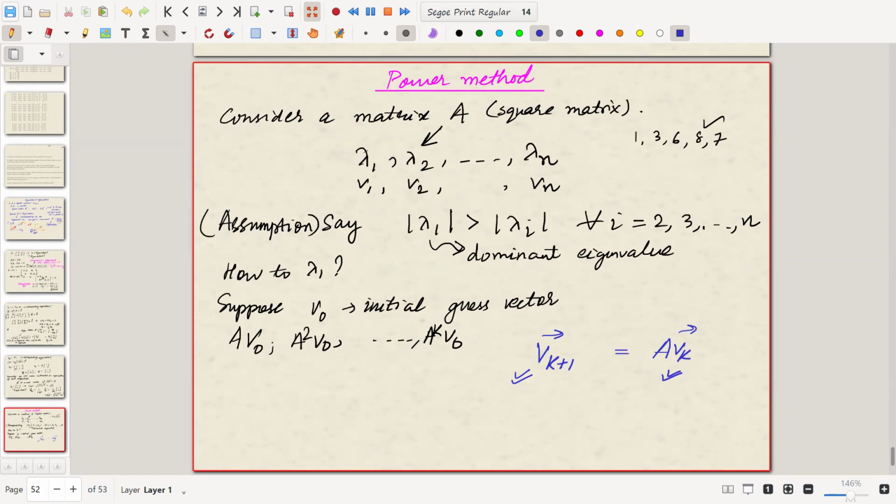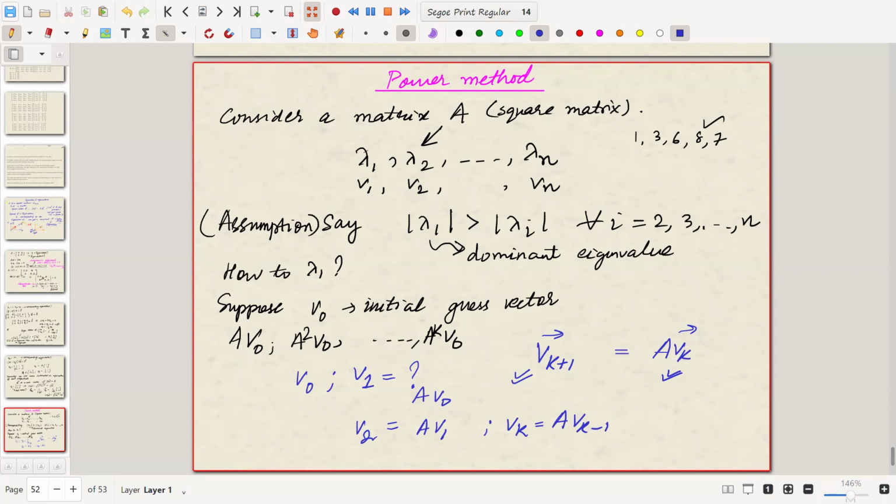So you had V naught, the initial vector. How do you compute V1? According to this scheme, V1 is A V naught. What is V2? It will depend on the previous one, that will be A V1. What is Vk? A V(k minus 1), right? So like that, you have to generate new vectors.